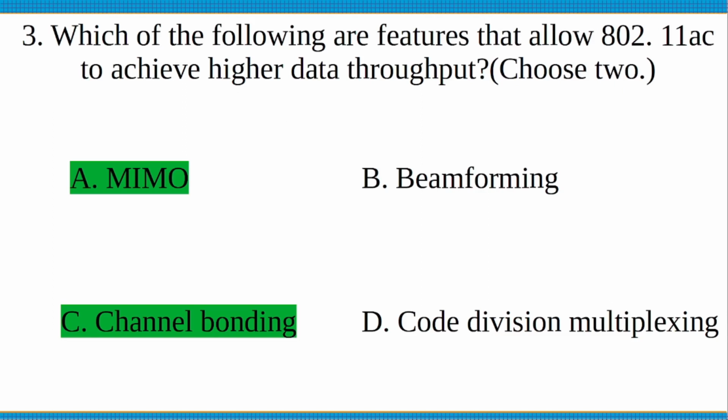So the two technologies that 802.11ac employs to achieve high throughput are channel bonding and MIMO. Channel bonding is the combination of multiple smaller channels into one larger channel for greater bandwidth. MIMO is enhanced over 802.11n to allow for multiple inputs and outputs.